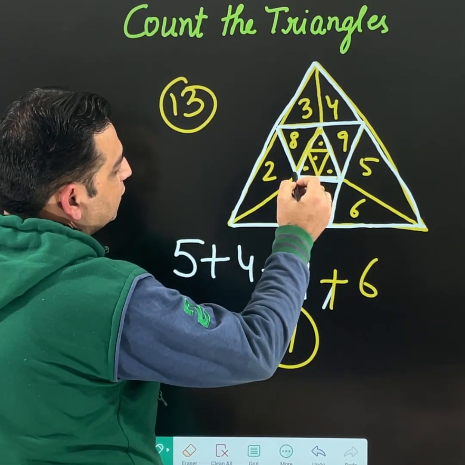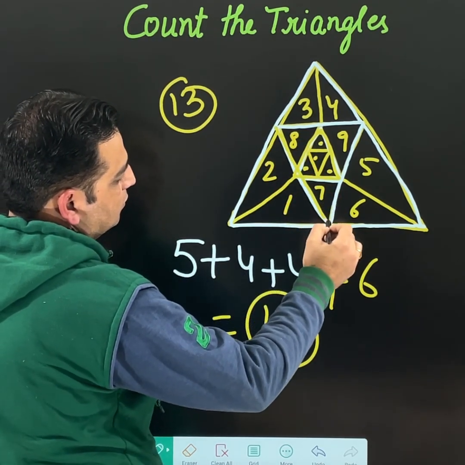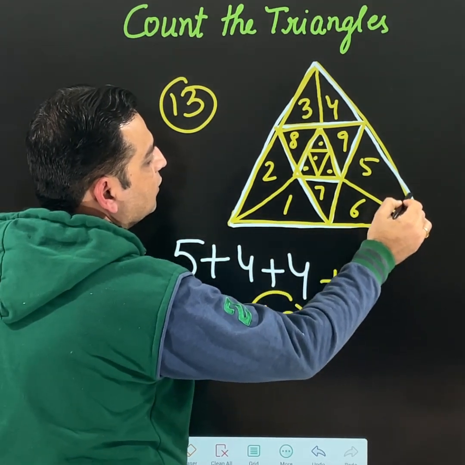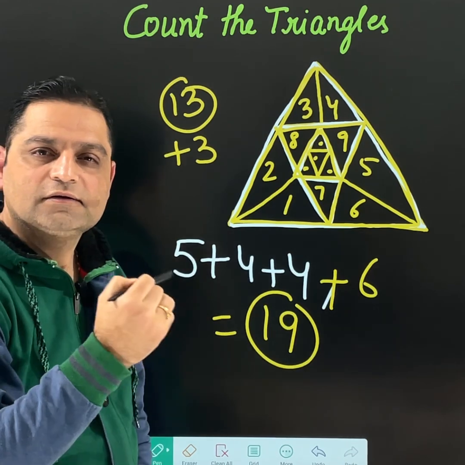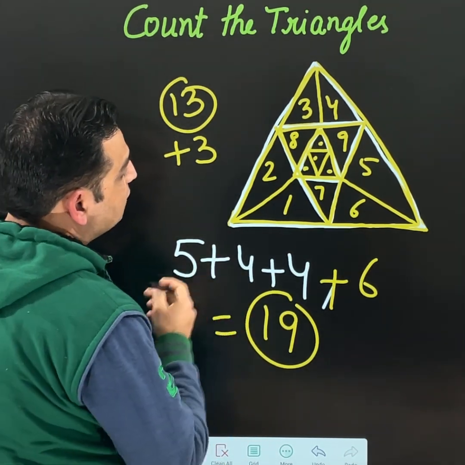See, one is this triangle, this is the second triangle, and this is the third triangle, because these 3 I had not counted yet. So I'm adding 3 to it. 13 plus 3, 16. Now which are the other three triangles? Please have a look carefully.